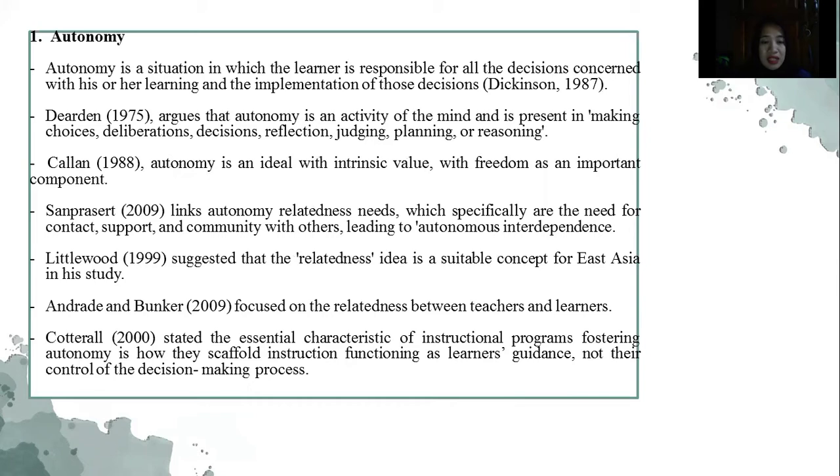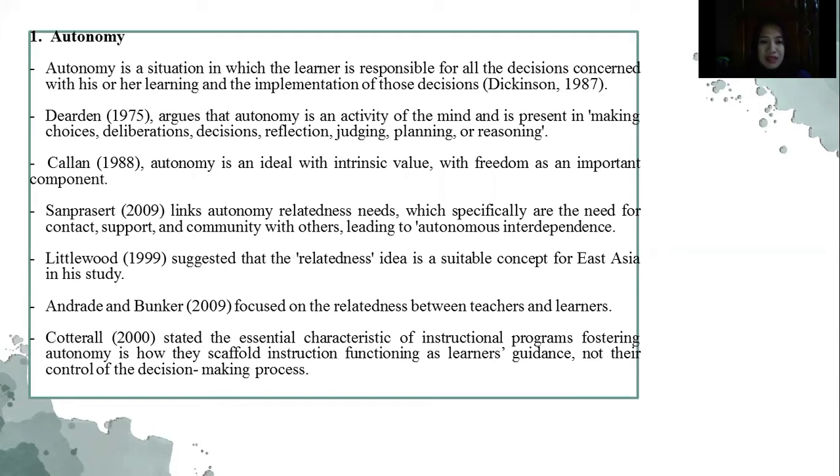And then Durden 1975 argues that autonomy is an activity of the mind and is present in making choice, deliberations, decision, reflection, judging, planning, and reasoning. Based on Chala 1988, autonomy is an ideal with intrinsic value with freedom as an important component. It means that the conception of autonomy described implies that all individuals are self-directing and self-controlling their lives within a context which includes the autonomy of others.